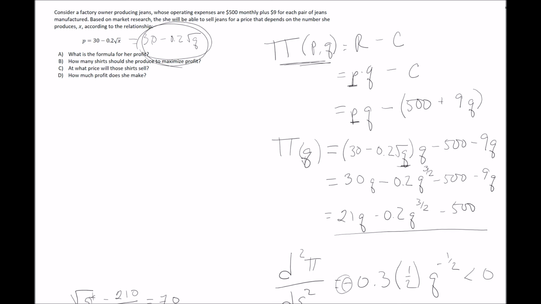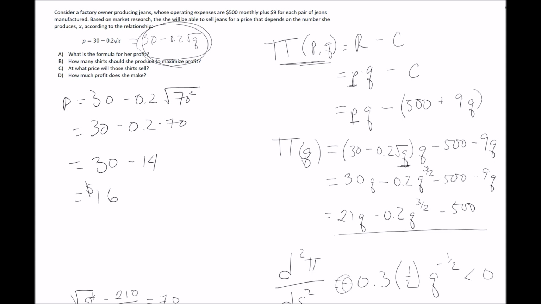So the price is going to be 30 minus 0.2 times the square root of 70 squared, or just 30 minus 0.2 times 70, or about 30 minus 17, which is $16. So the jeans she makes for $9, she's going to sell for $16.